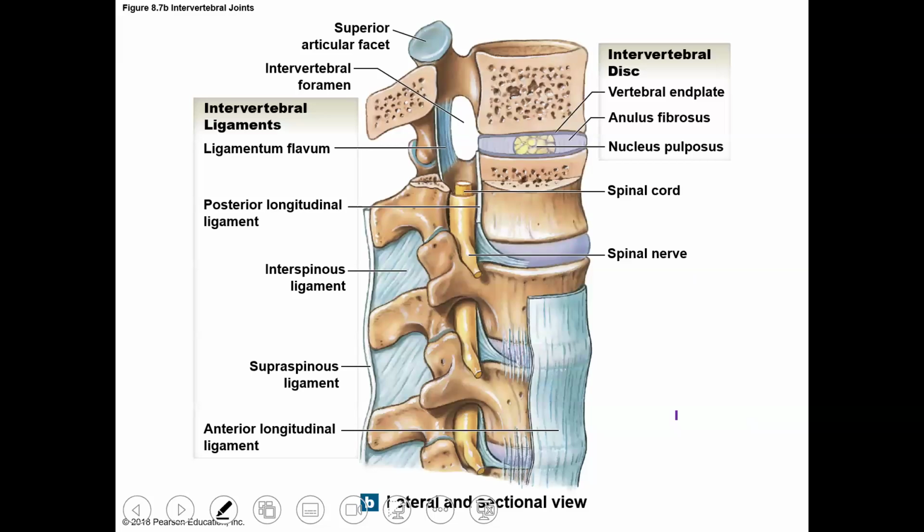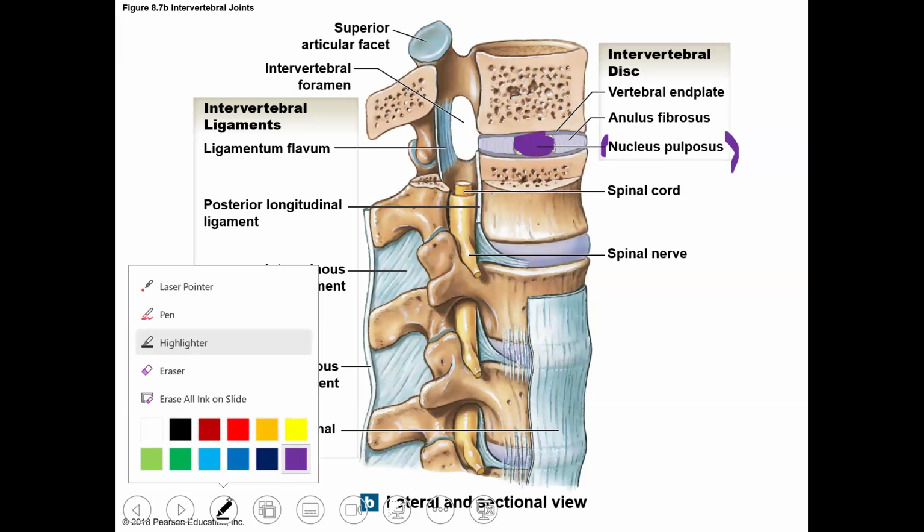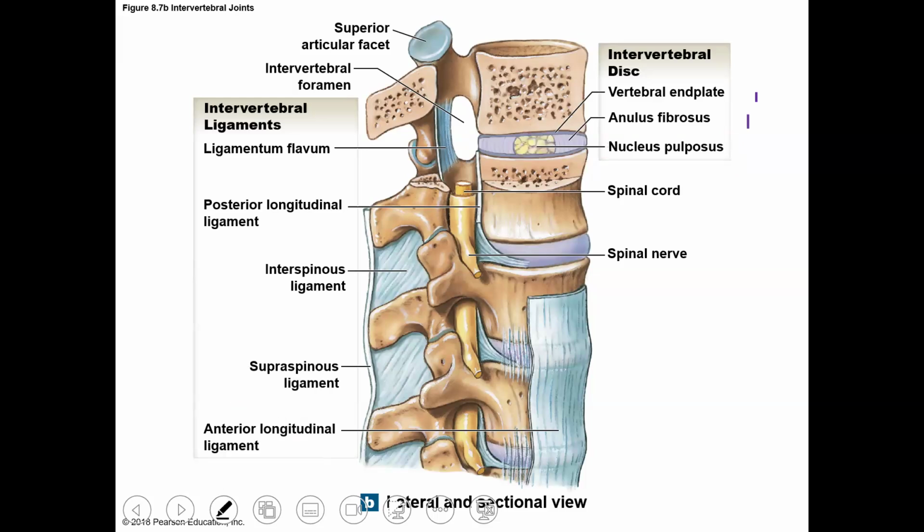And here you go. So here's the nucleus pulposus right here, right in the middle there. And then the annulus fibrosus is on the outer ring of that. So nucleus pulposus in the middle, annulus fibrosus around that, and then you can see the end plate here. And then we're going to see a bunch of ligaments.